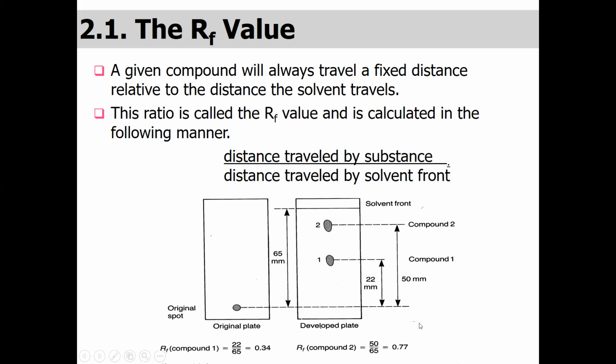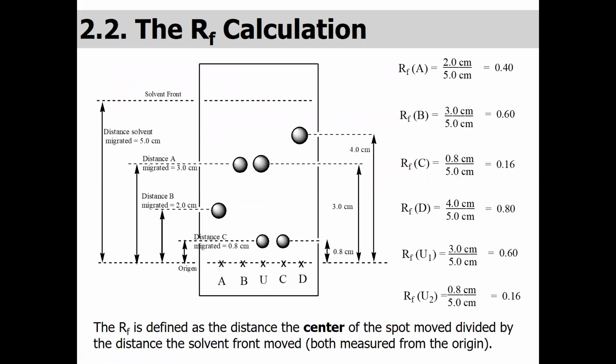Now student, keep in mind that RF is a ratio and it cannot be greater than 1. It is always less than 1, and the best RF value is between 0.2 to 0.8.